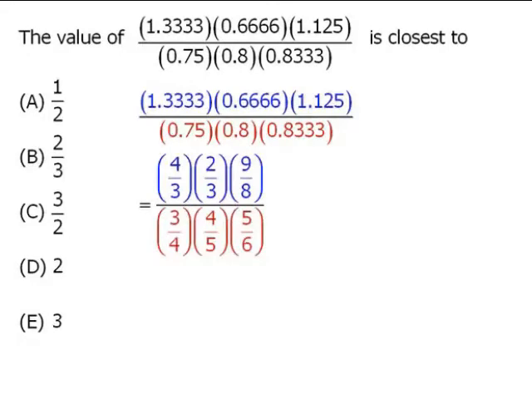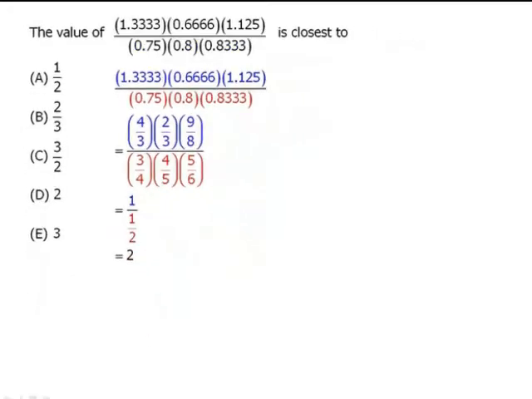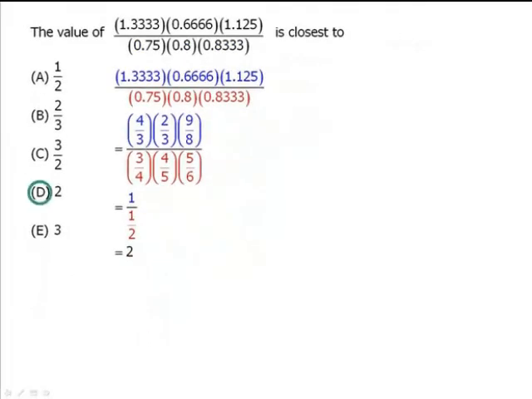We're now ready to find our products. The product of the fractions in the numerator is equal to 1, and the product of the fractions in the denominator is equal to 1/2. And this evaluates to be 2. So our answer is D.